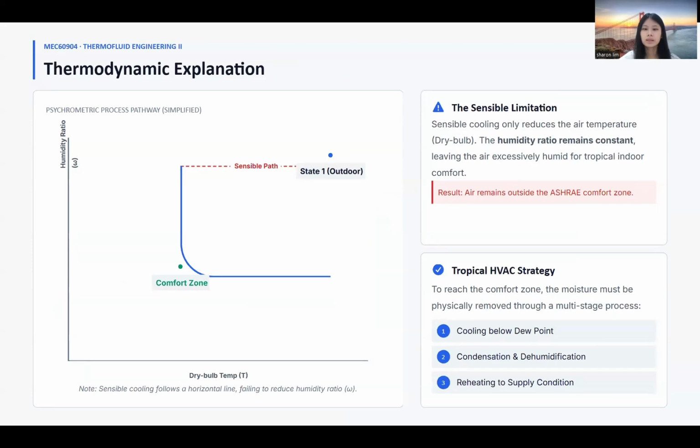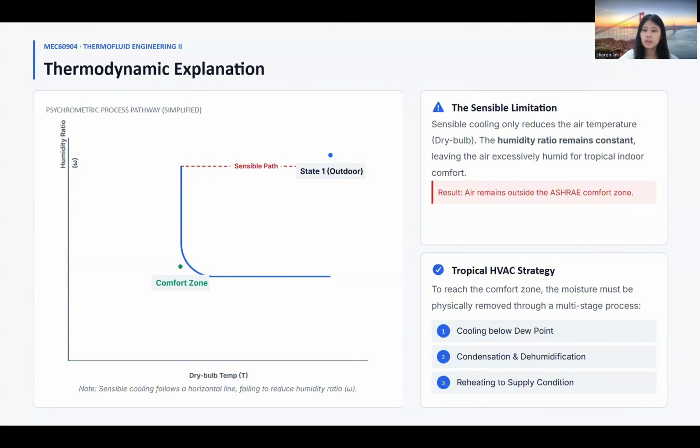Next, the slide explains why sensible cooling alone is not sufficient in tropical climates. Because during sensible cooling, only the dry bulb temperature decreases, but the humidity ratio remains constant because no moisture is removed. So as shown in the psychrometric process, simply cooling the outdoor air would still leave it with excessive humidity. As a result, the air would remain outside the ASHRAE comfort zone even if the temperature reached 25 degrees Celsius.